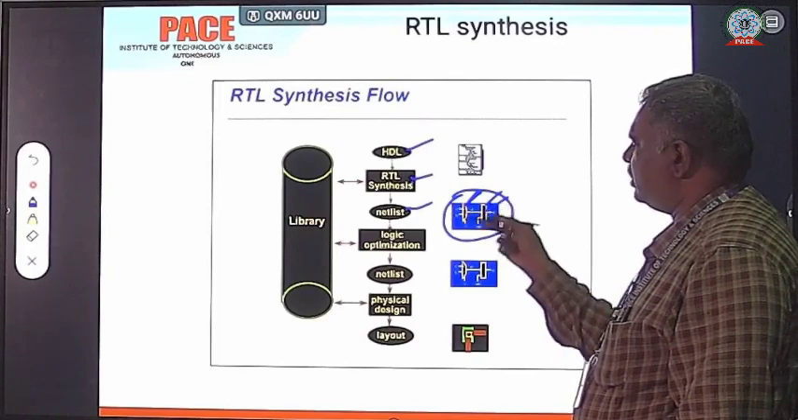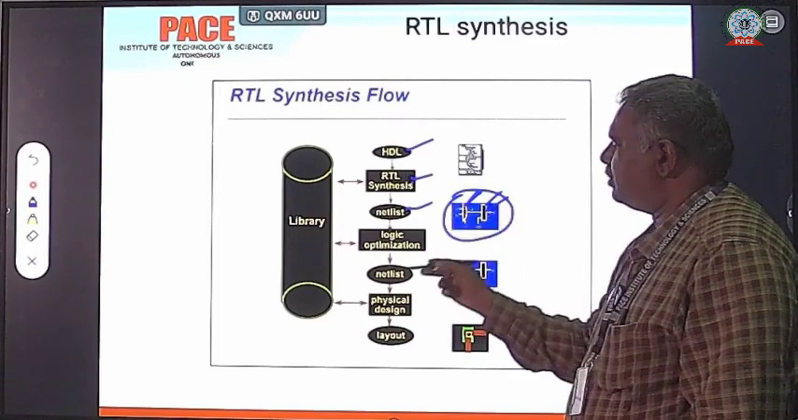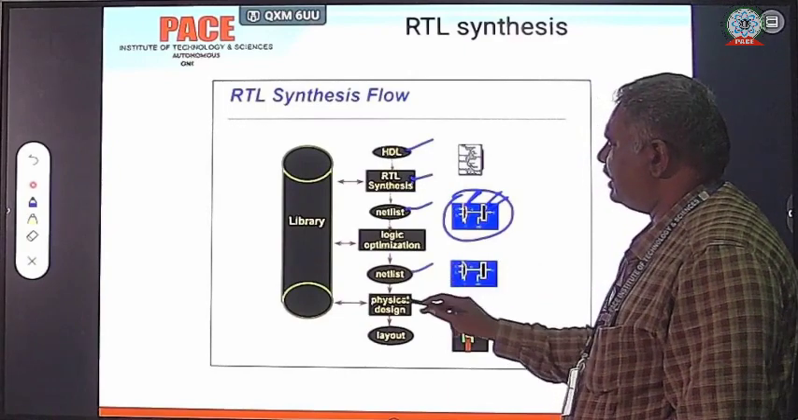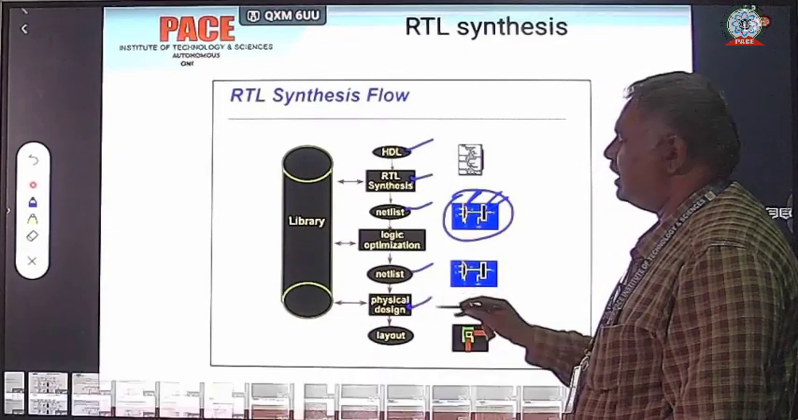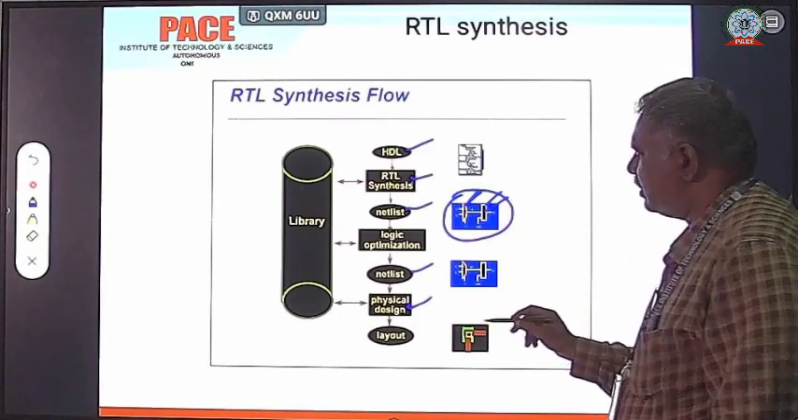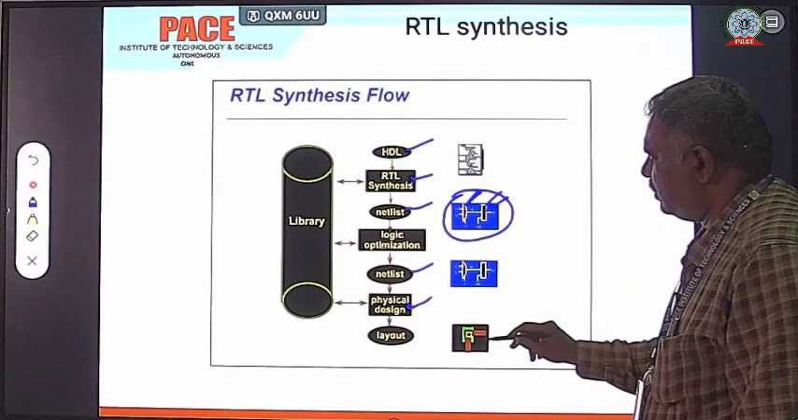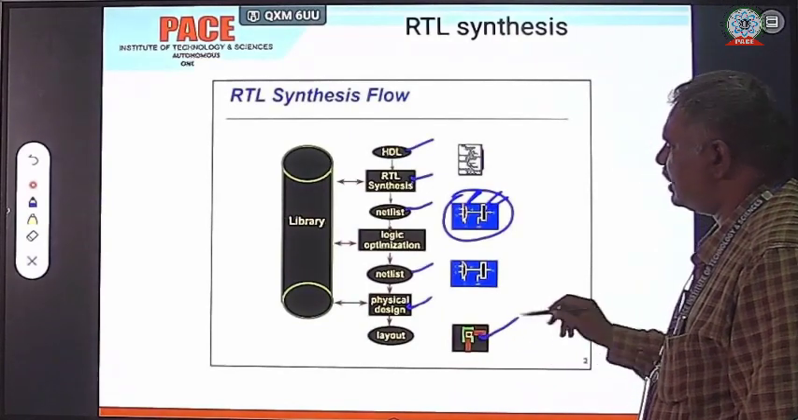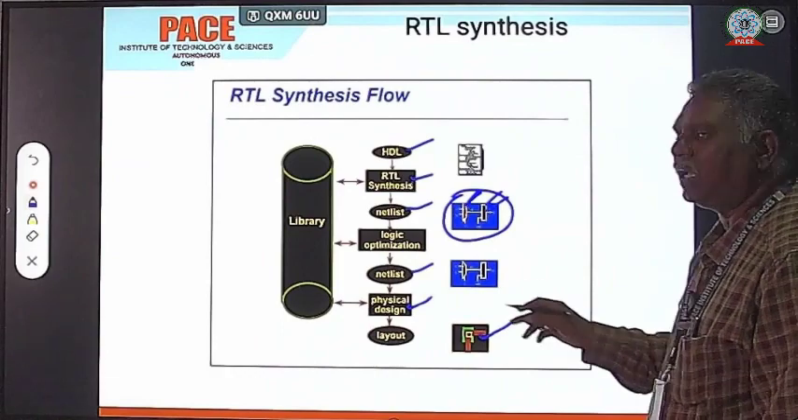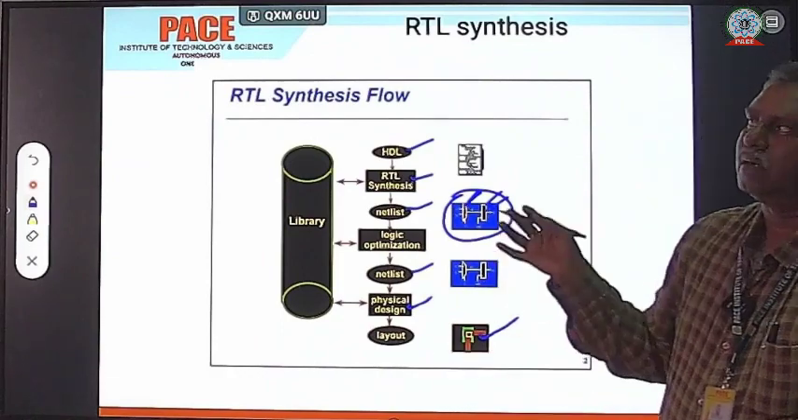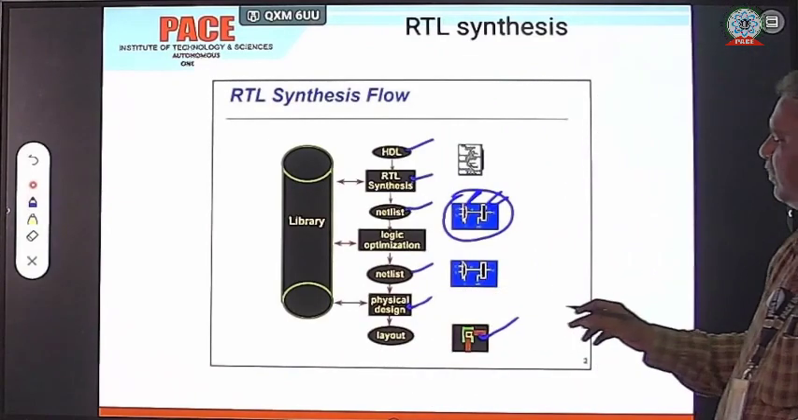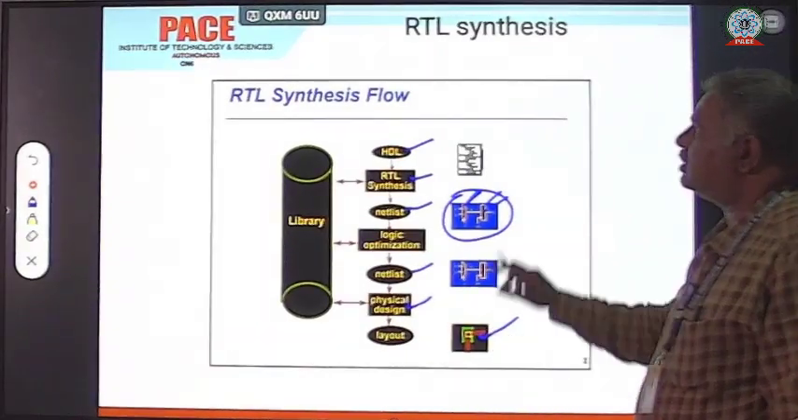Then it is translated again to a netlist. From the netlist we get the physical design. What is there in a physical design? Finally it is moved to layouts. These layouts are called the physical design. For understanding purposes, we convert the transistors or elements into the form of layouts. So this is a simple RTL synthesis flow.